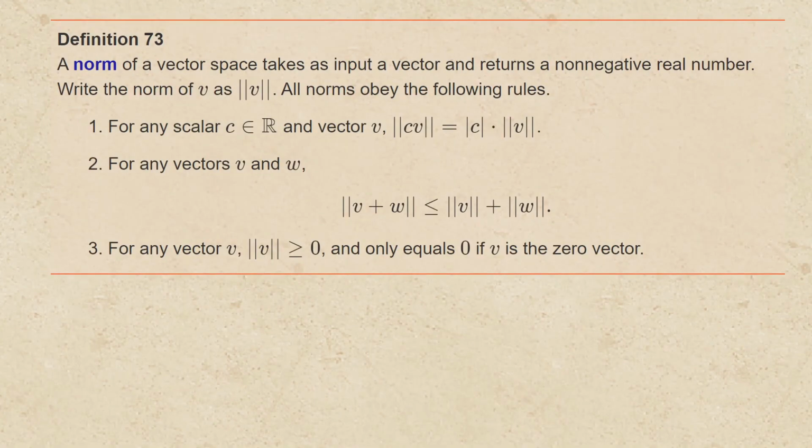Formally, we write this definition as follows. A norm of a vector space takes as input a vector and returns a non-negative real number. Write the norm of v as v with 2 vertical bars on either side. All norms obey the following rules. Number 1, for any scalar c that's a real number and vector v, the norm of cv is the absolute value of c times the norm of v. Second, for any vectors v and w, the norm of v plus w is less than or equal to the norm of v plus the norm of w. And third, for any vector v, the norm of v is greater than or equal to 0, and only equals 0 if v is the 0 vector.